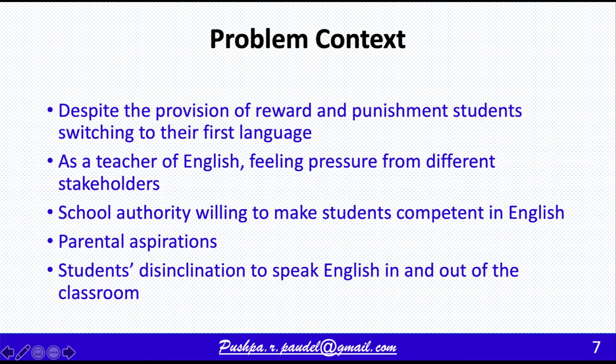Problem context. My problem context. I selected this problem because my students in the classroom frequently switch to their first language, more specifically to the Nepali language, whenever they get the opportunity. Despite strict rules and provisions of various punishment systems, they are often observed not using the English language as a means of communication among themselves in and outside the classroom.